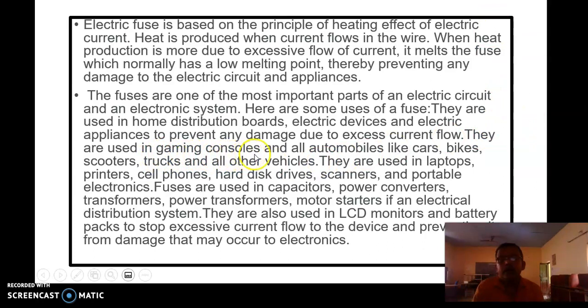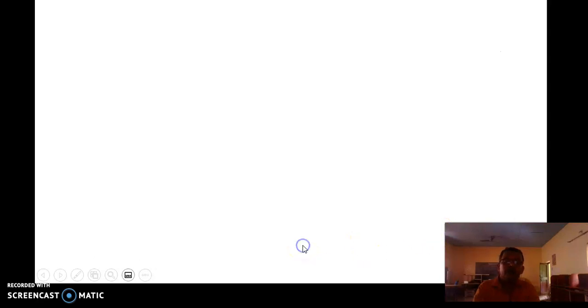They are used in gaming consoles and also in automobiles like cars, bikes, scooters, trucks and all other vehicles. They are used in laptops, printers, cell phones, hard disk drives, scanners and portable electronics. Fuses are also used in capacitors, power transformers, motor starters and electrical distribution systems. They are also used in LCD monitors and battery packs to stop excessive current flow to the device and prevent damage that may occur in electronics.